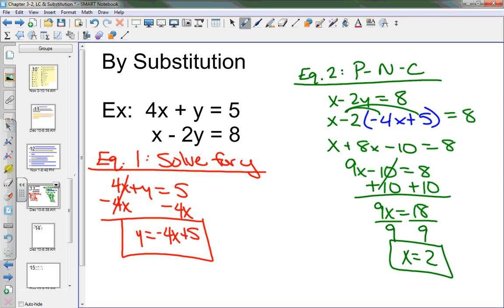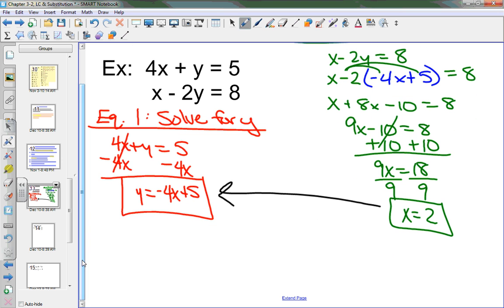Now how would I go about finding my y coordinate? You'll plug the x equals 2 into one of the equations. You can either go back to one of the original equations, or you can simply go back to your box, right? Because your box is solved for y, is it not? So if it's already solved for y, half the work's done for you. All I have to do is plug and shove the 2 in for x. So negative 4 times 2 gives me negative 8. Negative 8 plus 5 gives me negative 3. And this is my y value.